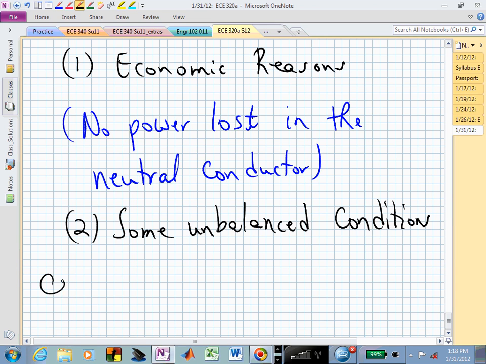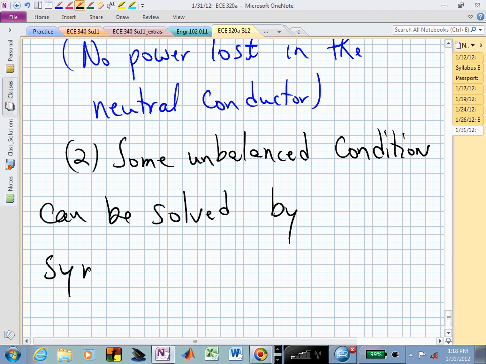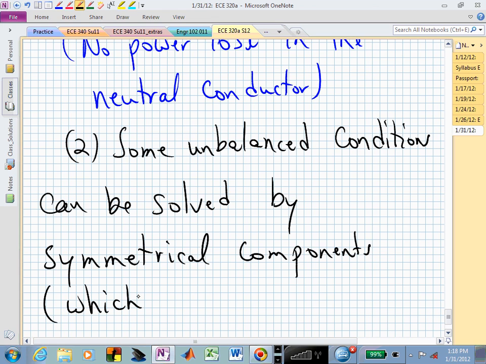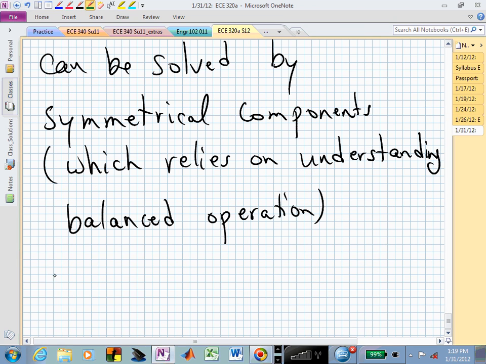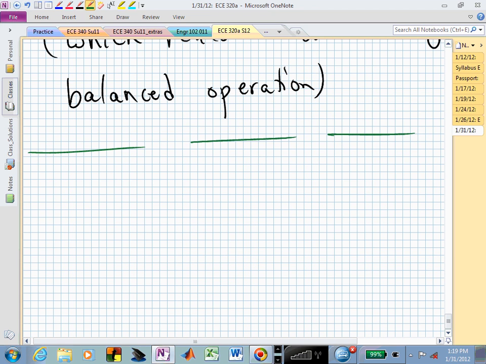Some unbalanced conditions can be solved by what's called in power system terminology symmetrical components. And that symmetrical components analysis relies on understanding balanced operation. And that's what we are going to focus on in this class, balanced three-phase power. That's chapter 11. There may be a few problems that deal with unbalanced, but you'll know how to solve those or what to do in that case by learning what we're talking about here.